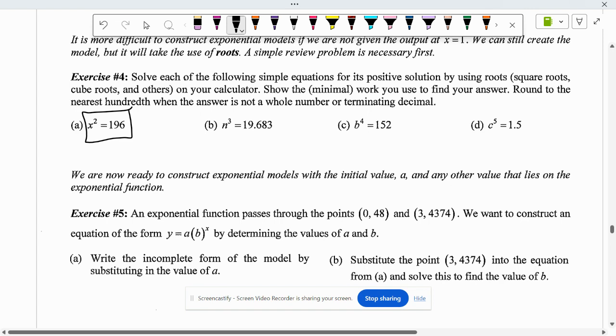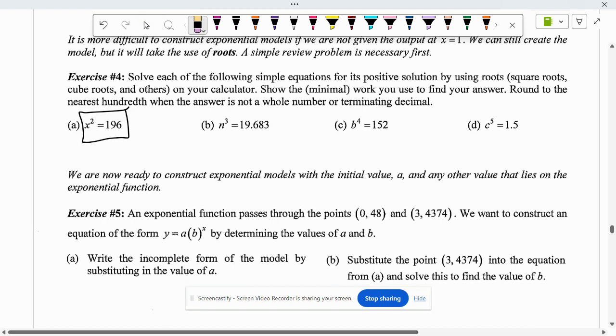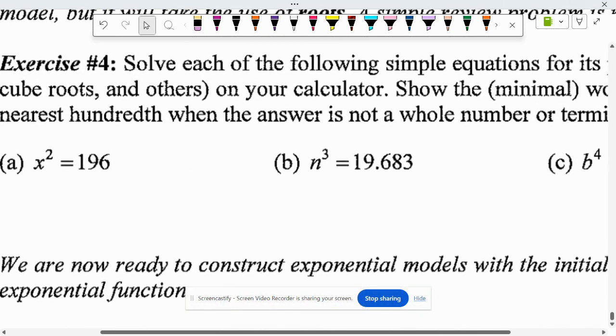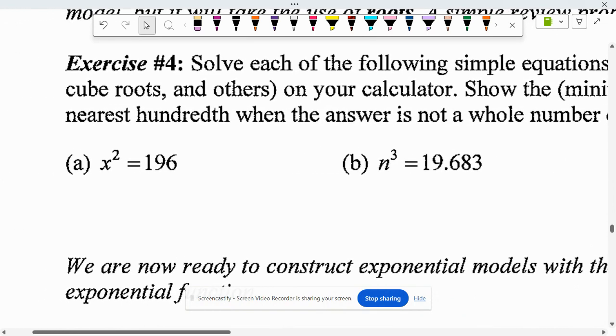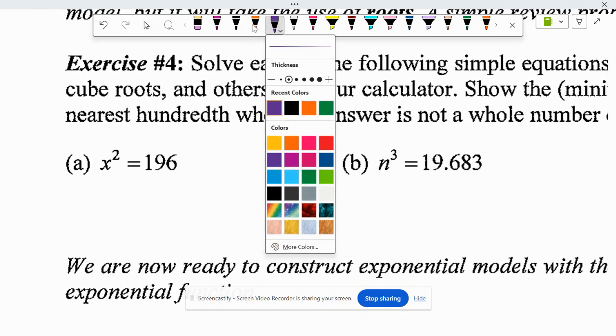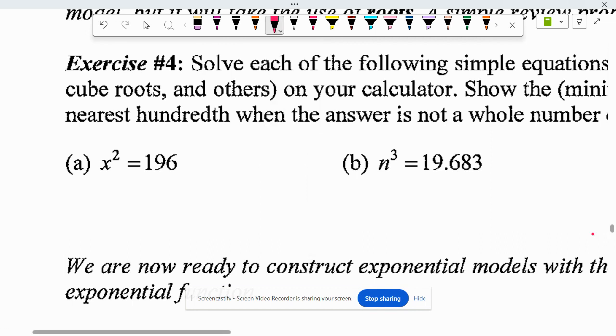Well, you can put it into your calculator. Think about this. This says x squared equals 196. If I want to get x all by itself, how do I unsquare something? I take the square root of it. But whatever I do on one side, I have to do to the other side.